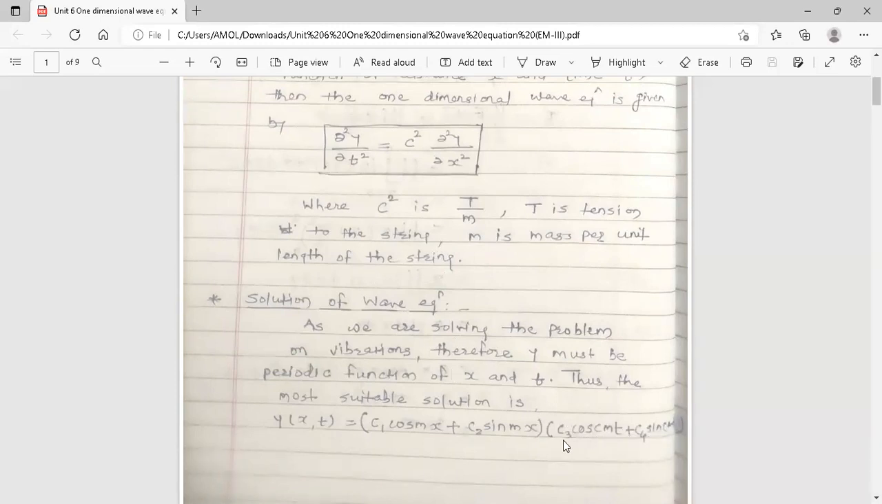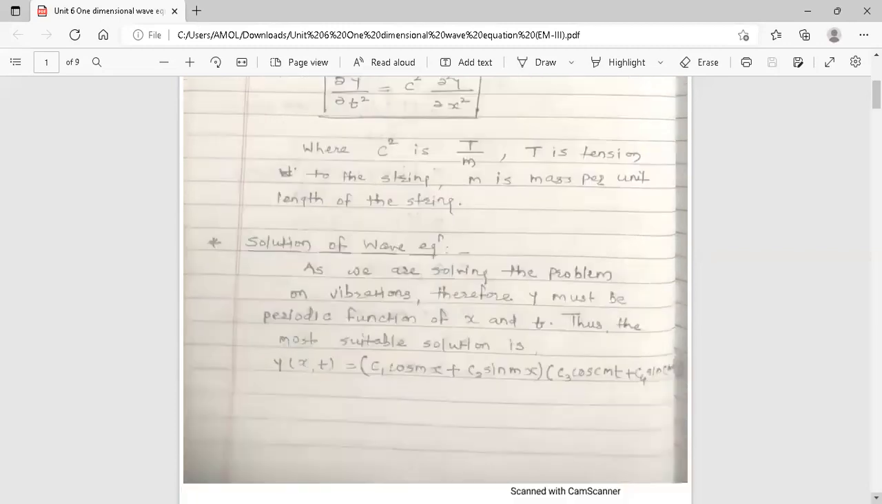Let's see the second bracket term of the solution, c3 cos cmt. If c square's value is 1, then c is also 1, and so the term will be c3 cos mt plus c4 sin mt. Remember it. So we are going to use this most suitable solution: y of x, t is equal to c1 cos mx plus c2 sin mx, in another bracket, c3 cos cmt plus c4 sin cmt.